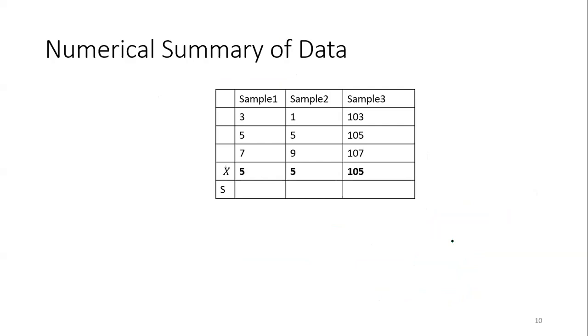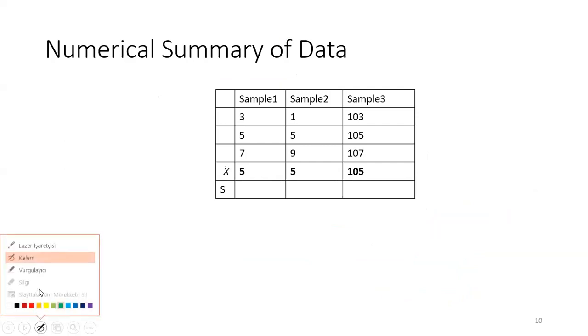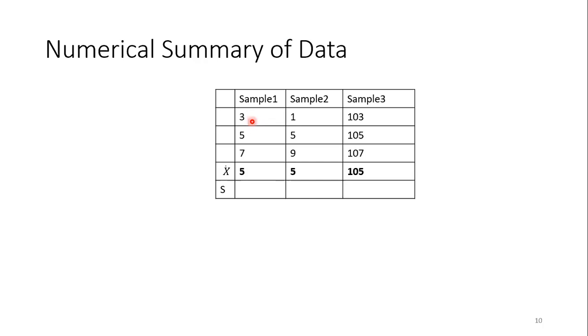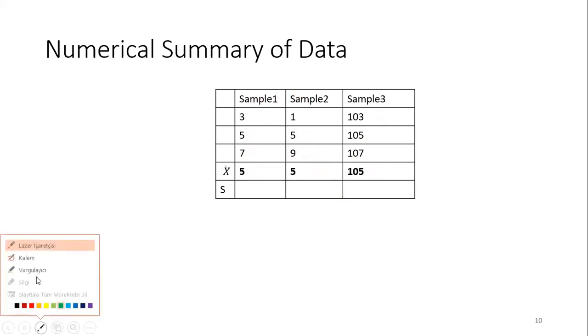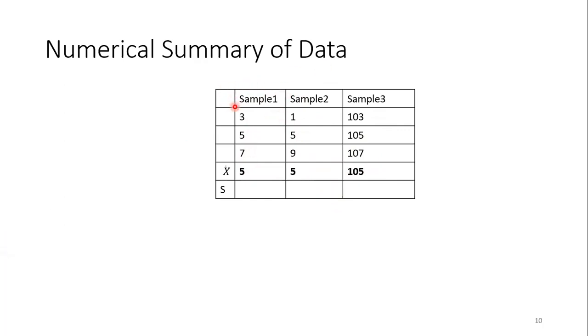Now, let's look at this data. In the first sample, I have 3, 5, 7, whose average is 5. In the second sample, I have 1, 5, 9, and its average is 5 as well. And this is the third sample, 103, 105, 107, and its average is 105. Now, my question is, without making any calculation, what can you say about the variance, or the standard deviation, of the first sample and the second sample?